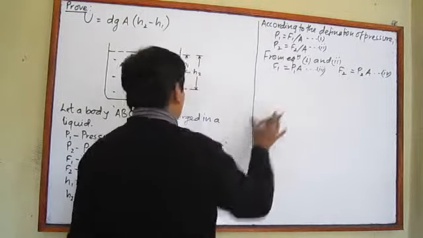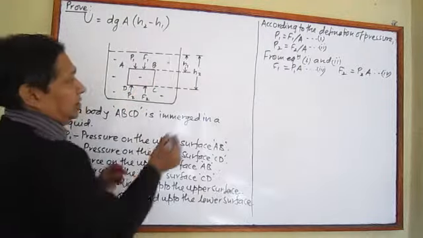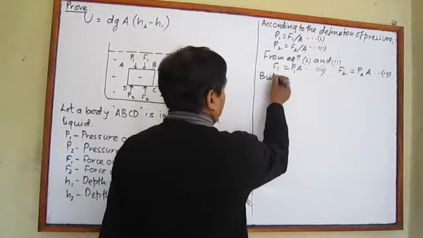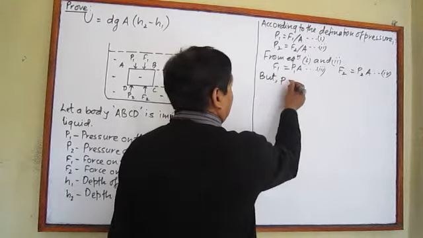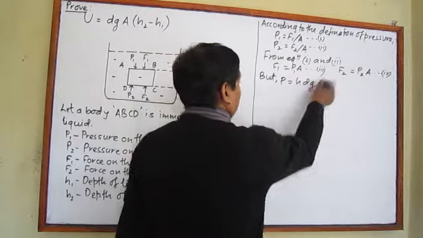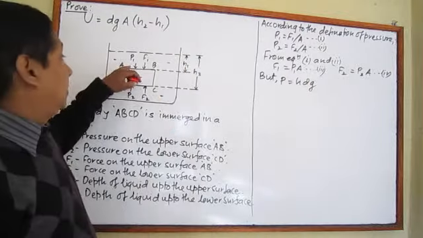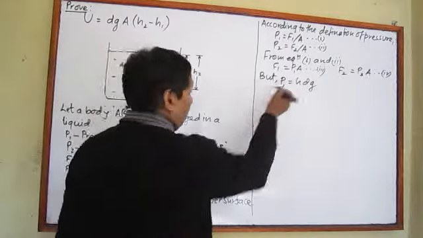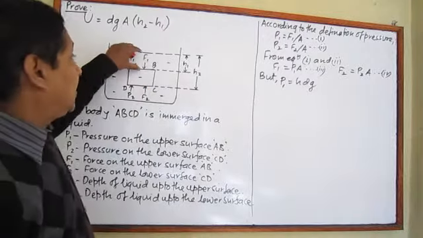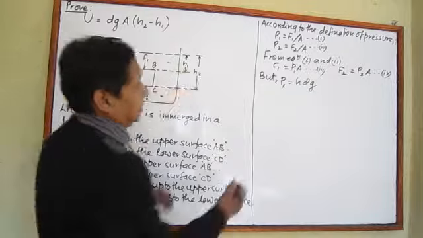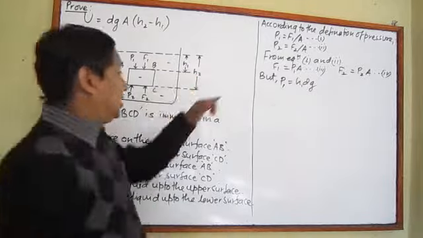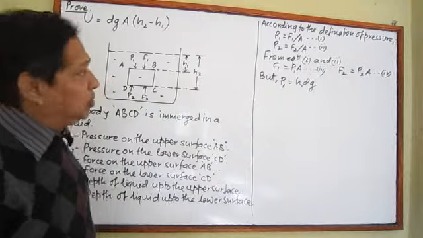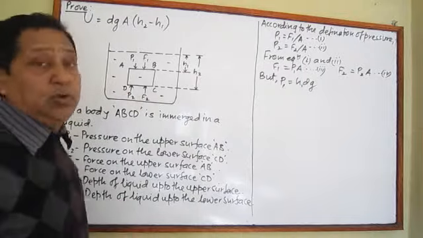Now we can say this way also. This is liquid. That's why pressure of liquid can be represented this way also. But pressure of liquid P equal to SdG. We know this. Pressure of liquid on the upper surface AB is P1, then depth of the liquid up to this surface is S1. So P1 equal to S1 dg, with d the density of the liquid and g the acceleration due to gravity.